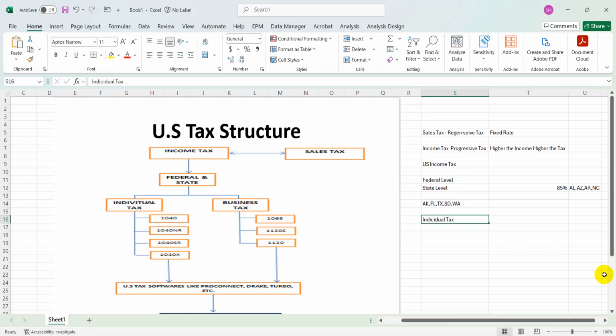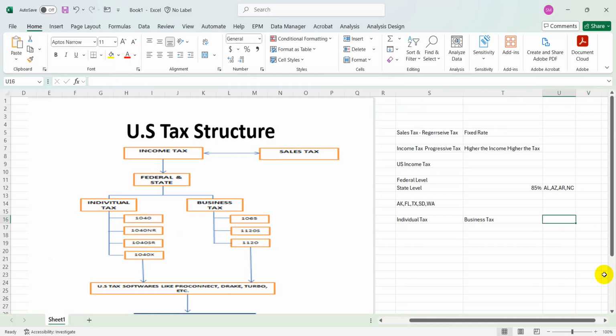The second one is, sorry, my mistake, individual tax. The second one is the business tax. There are other taxes as well, for example payroll taxes, capital gain taxes, but for now my focus is on the basic tax requirements, basic tax structure. So individual tax, and then we have the business tax.